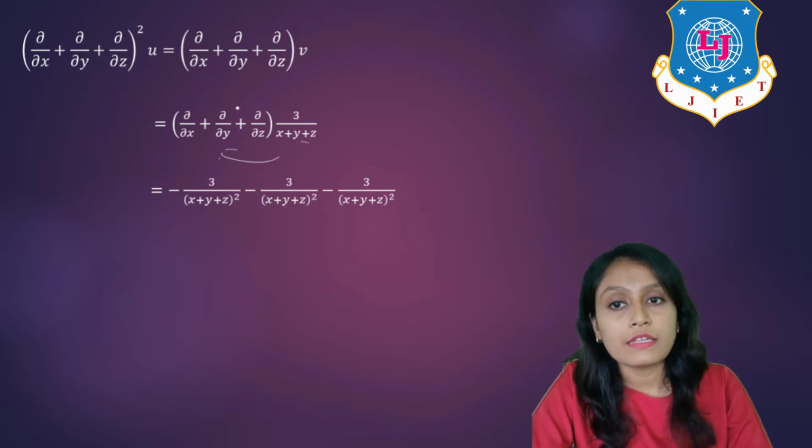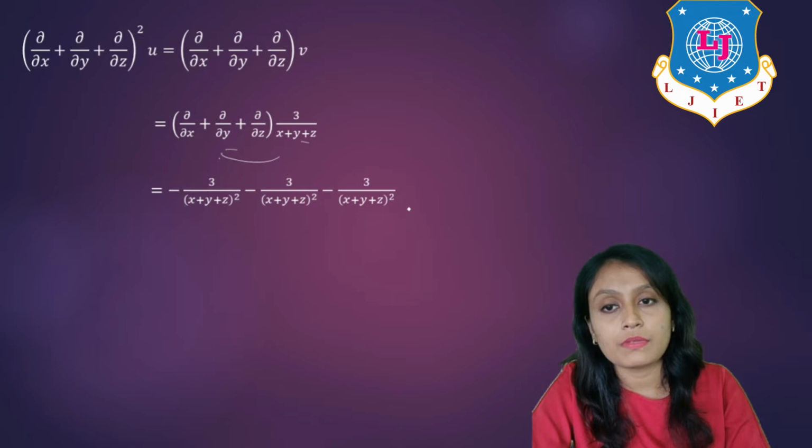Similarly, we will take the derivative with respect to y. So we will get the same answer, that is minus 3 upon (x plus y plus z) whole square. Minus, again we have to take the derivative with respect to z. So again we will get minus 3 upon (x plus y plus z) whole square.